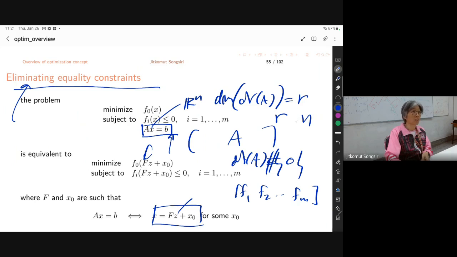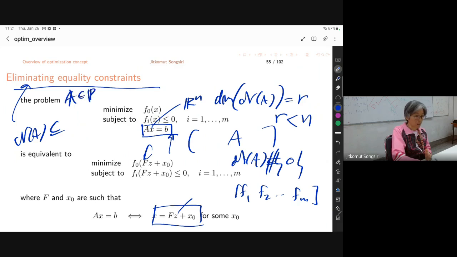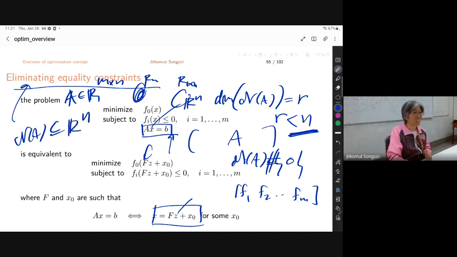Less than or less than, right? Always less than, because the null space is a subspace of, if A is M by N, a map from Rn to Rm, right? The null space is a subspace of Rn. The dimension must be less than N, okay? And then what?